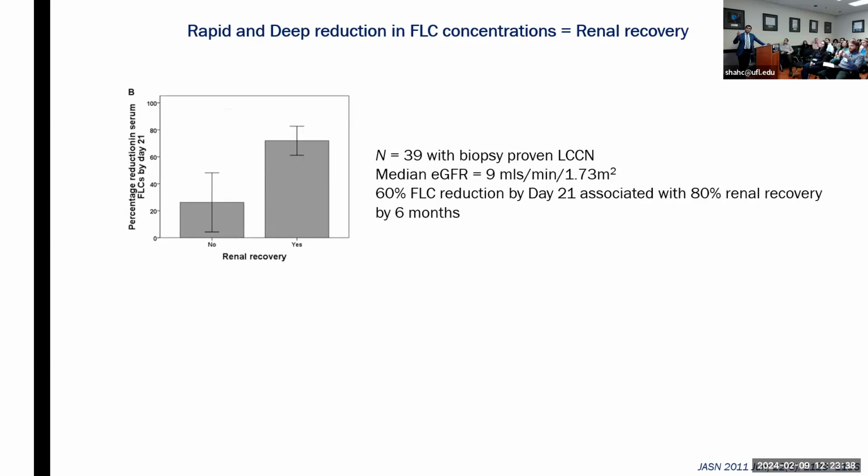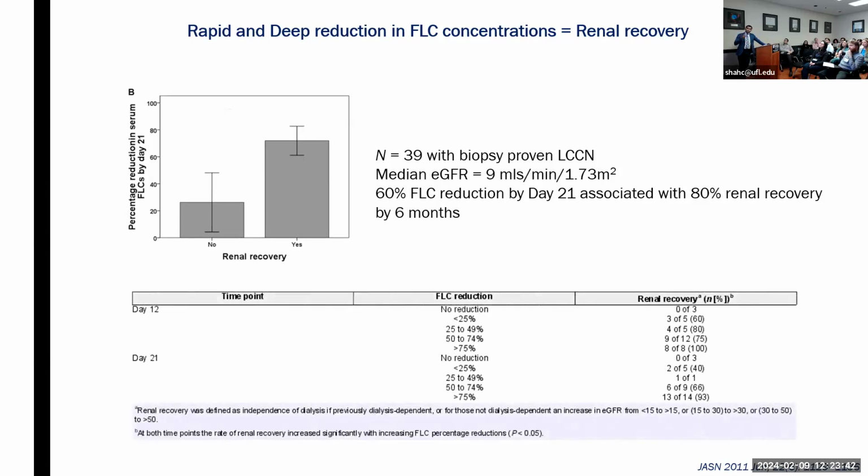Meaning that the deeper the light chain reduction, the better the renal outcomes. Moreover, they showed that the same degree of light chain reduction achieved by day 12 is associated with better renal outcomes than the same degree of light chain reduction achieved by day 21. Meaning that the faster we achieve a deeper response to light chain reduction, the better the renal outcomes.